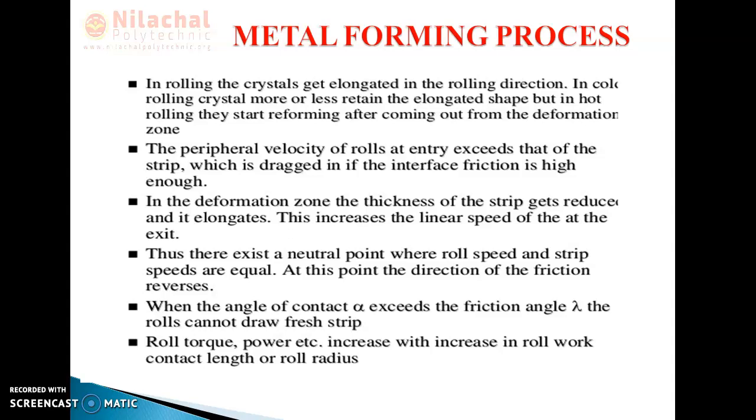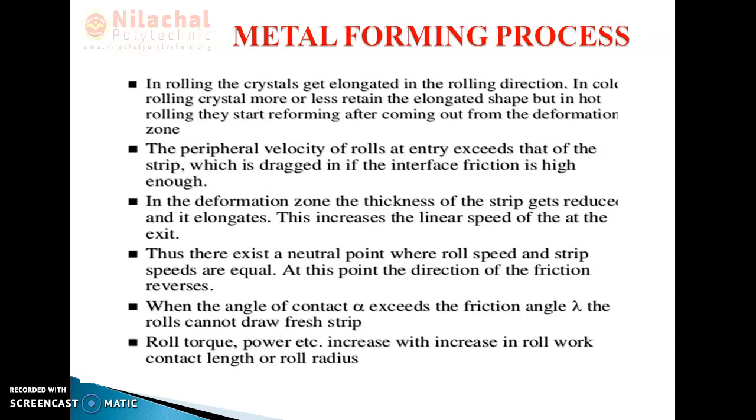Number 10, in the deformation zone, the thickness of the strip gets reduced and it elongates. This increases the linear speed at the exit. Thus, there exists a neutral point where roll speed and strip speed are equal. At this point, the direction of the friction reverses. Number 11, when the angle of contact alpha exceeds the friction angle gamma, the rolls cannot draw in fresh strip.